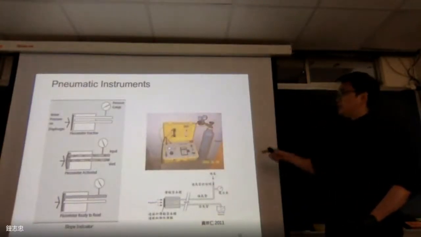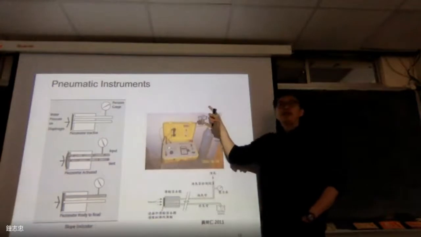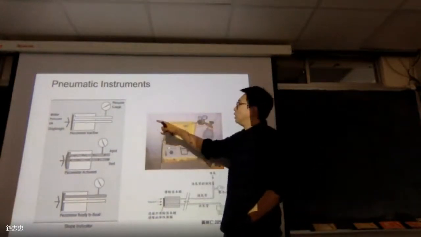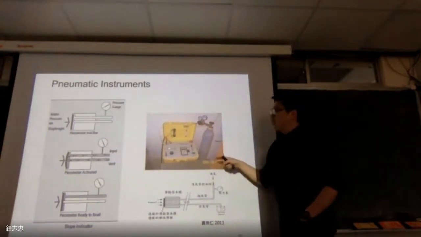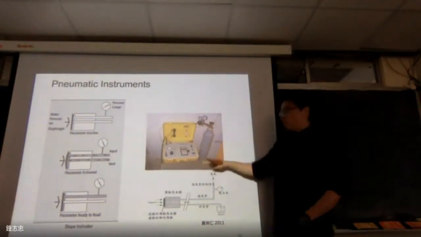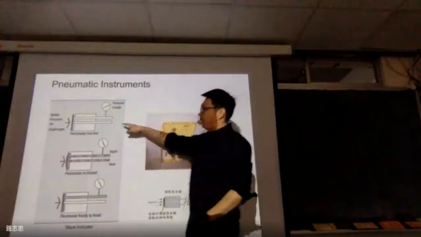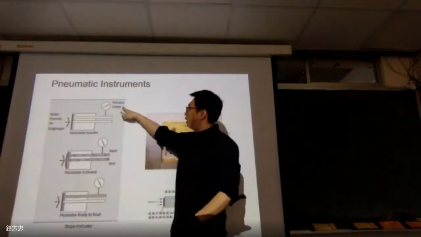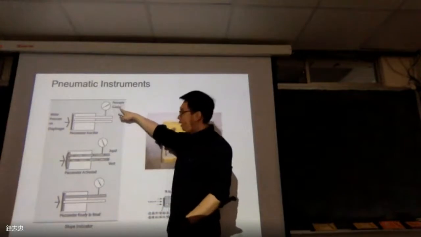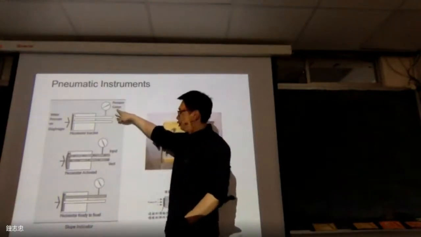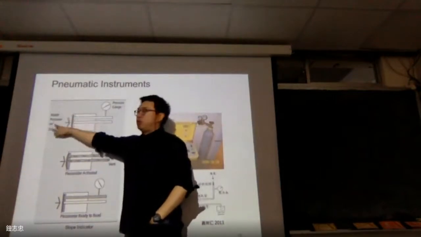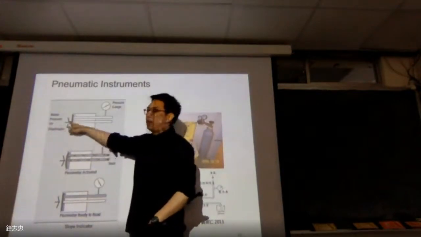Okay, so the previous one is mechanical, and now I'm trying to show you a pneumatic instrument. This uses air pressure as a source. So you can find here, this is the basic idea. I also have the pressure gauge, maybe from the Bourdon gauge, the Bourdon tube. So this is the outside, the water pressure or the environmental air pressure.